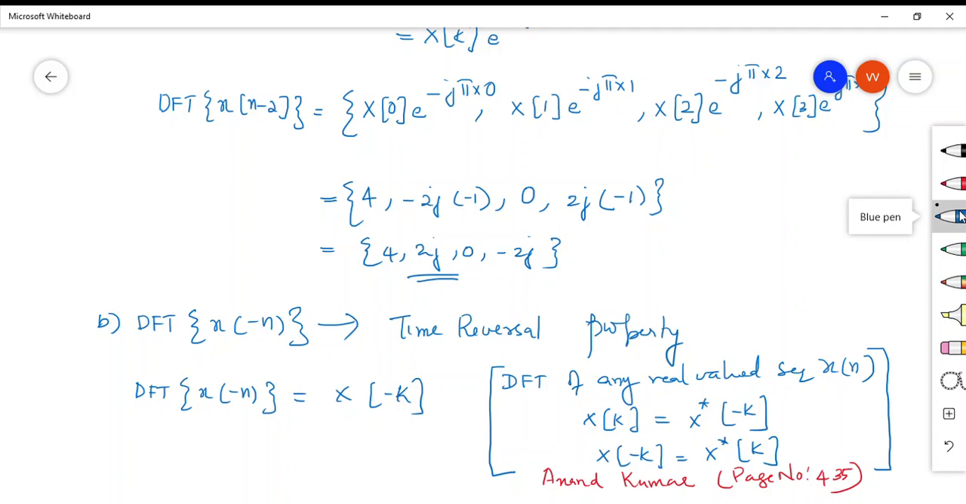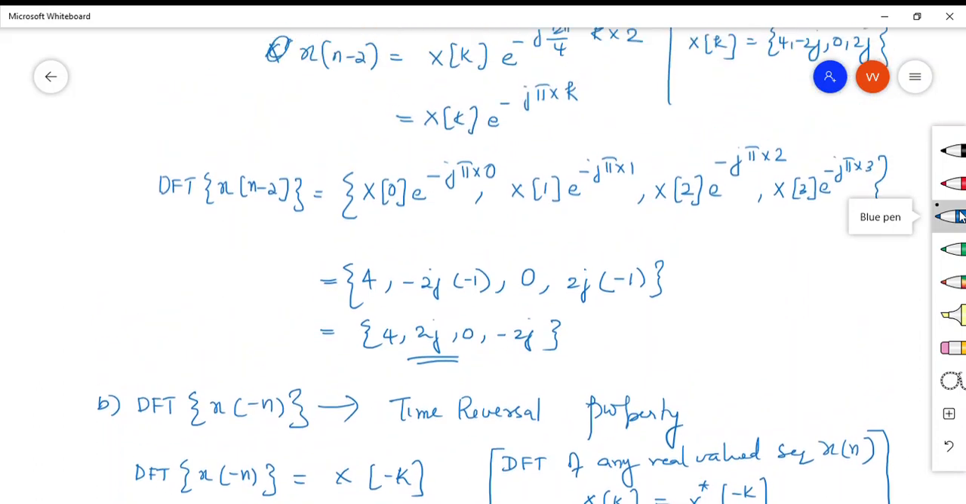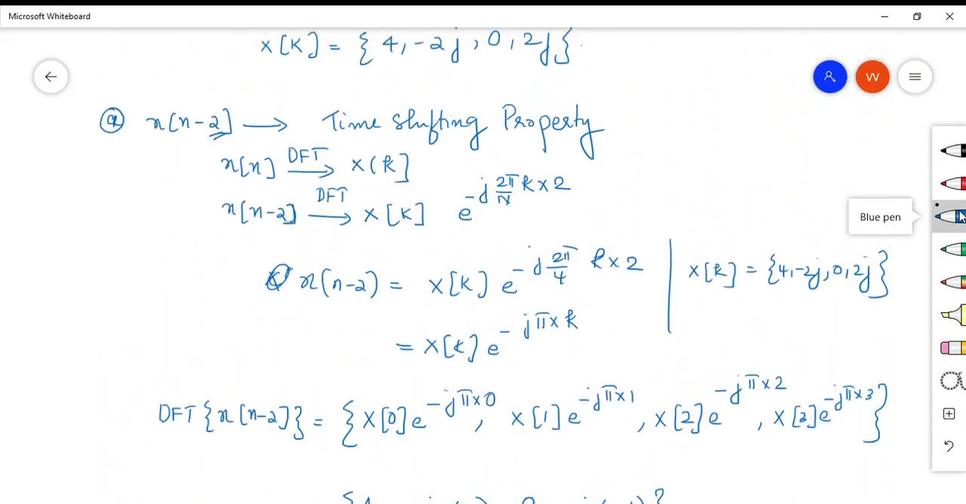Now here, when you apply the time reversal property, the DFT of x of minus n, you can directly write, is equal to X of minus k. Now how will you find X of minus k? That can be done using this property. X of minus k is X conjugate of k. So you know X of k. Now you just take the conjugate. X of k, you know, is 4, minus 2j, 0, 2j.